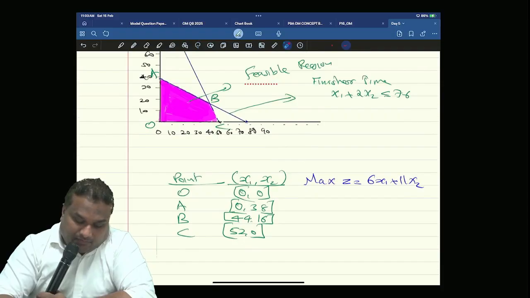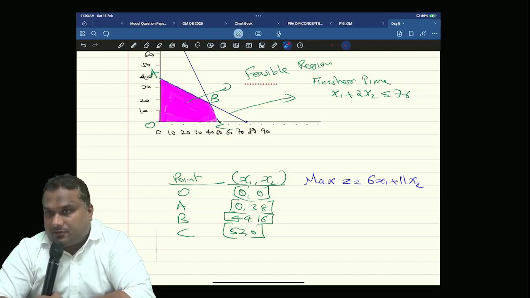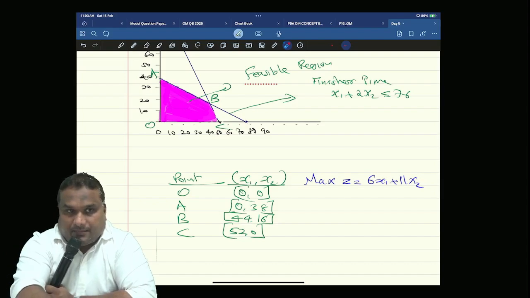The other way to find it from the graph is just to plot the intersection here. You will get approximately 44 and 16. But the way I have drawn the graph is not perfect plotting. If it is perfect plotting, you will get x1 is 44, x2 is 16.